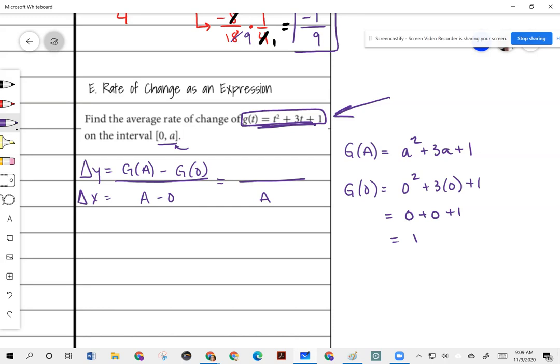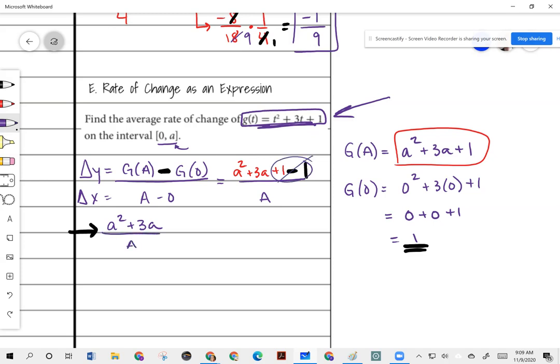So if I were to take this information here and write it here, I've got a squared plus 3a plus 1. Remember, this is a minus, right? So we've got a minus. And then g of 0, and g of 0 was 1, so we have that. Now we just need to clean it up a little bit. So let's go ahead. I've got a squared plus 3a, the plus 1 minus 1 cancel, and it's all over a.